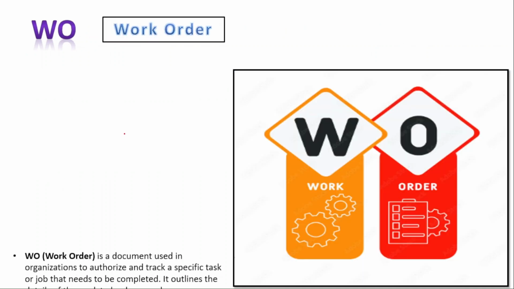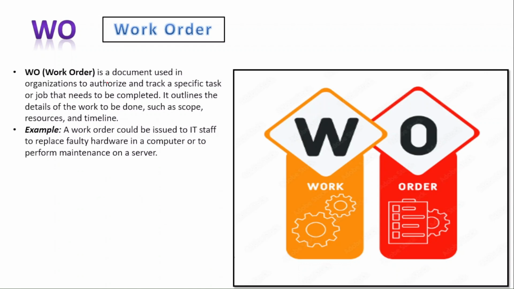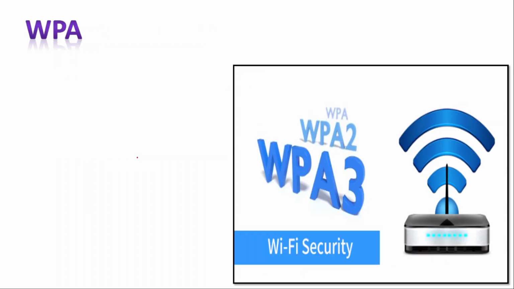WO, that is work order. So WO, work order, is a document used in organizations to authorize and track a specific task or job that needs to be completed. It outlines the details of the work to be done such as scope, resources, and timeline. Example, a work order could be issued to IT staff to replace faulty hardware in a computer or to perform maintenance on a server.